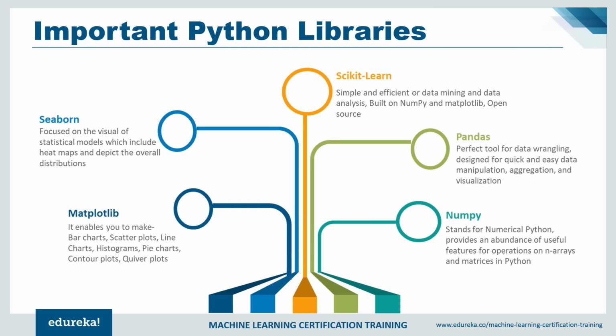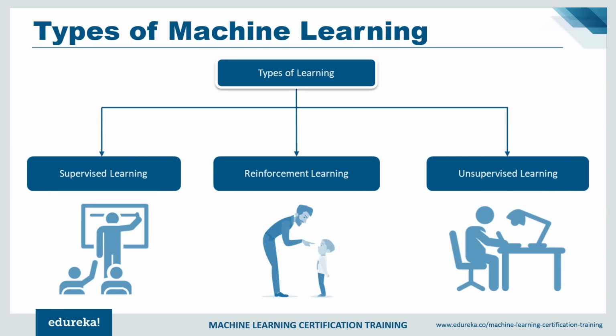So guys, these were the important Python libraries which one must know in order to do any Python programming for machine learning, or as such, if you are doing Python programming, you need to know about all of these libraries. So guys, next what we are going to discuss are the types of machine learning. Then again, we have three types of machine learning, which are supervised, reinforcement, and unsupervised machine learning.